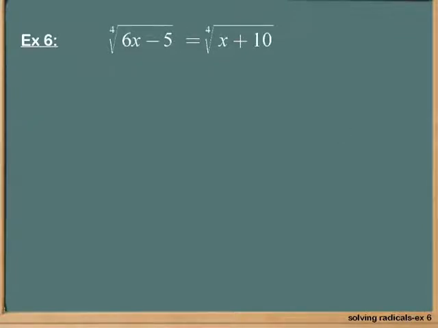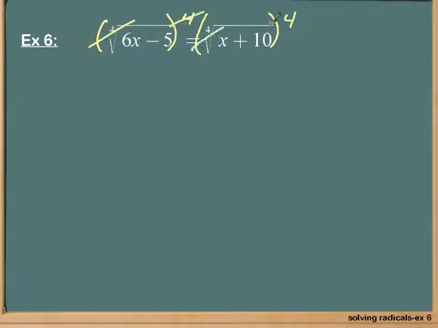I saved the best for last, and what I mean by the best is I mean the easiest. Wait till you see this piece of cake. So we have an isolated radical on the left, an isolated radical on the right. We can see that we have a fourth index for both of them. So this will make this very easy. Simply go ahead and counter your 4 with a power of 4, do it to both sides, and watch.